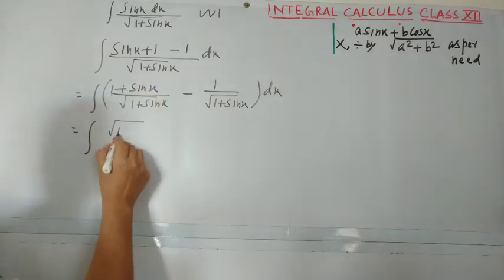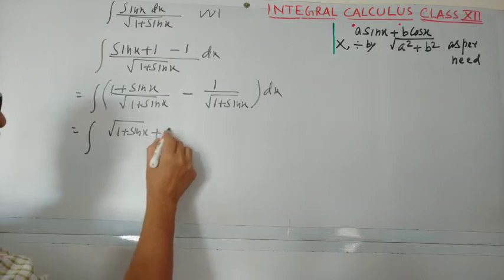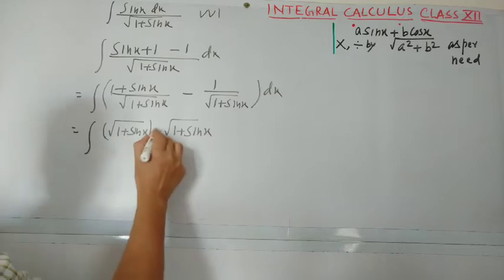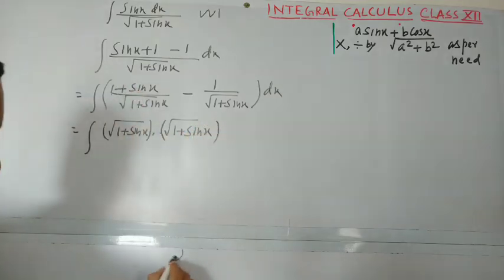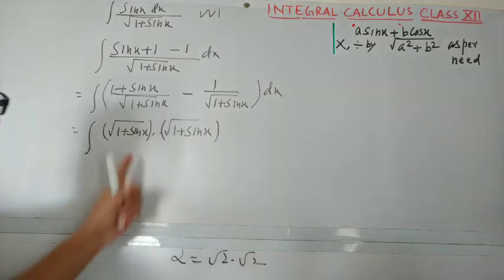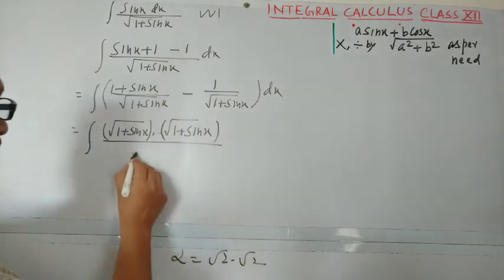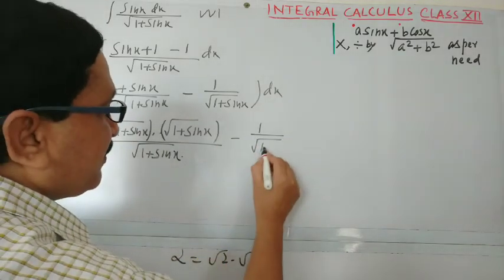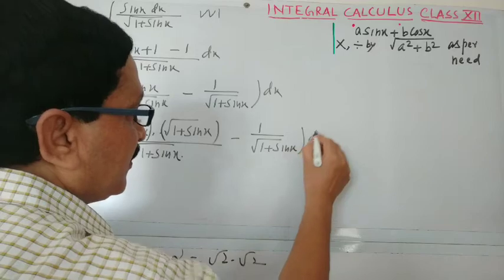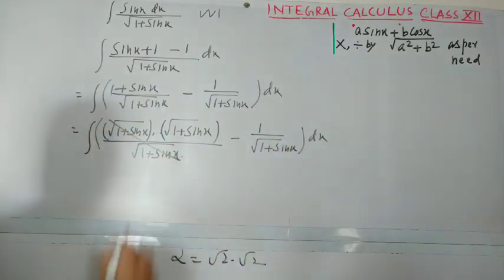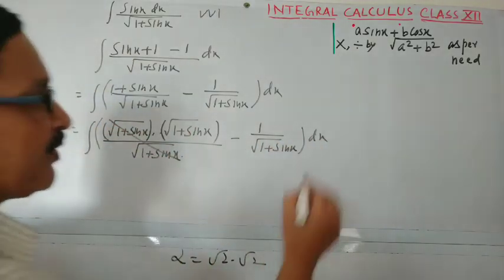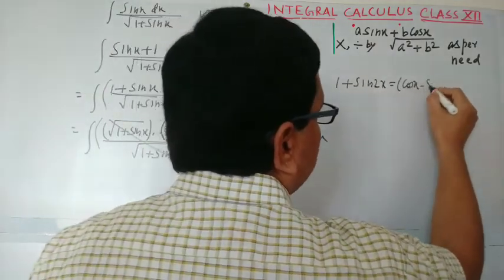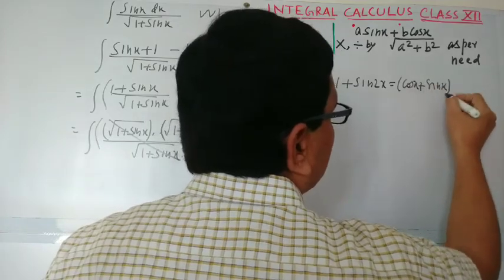1 plus sin x can be written as 1 plus sin x plus 1 more 1 plus sin x, because 2 is written as root 2 into root 2. So 1 plus sin x can be written like this, and 1 plus sin x minus 1 by root over 1 plus sin x dx. Now 1 is cancelled, and you must know the trigonometric formula for 1 plus sin 2x. This is cos x minus sin x plus sin x whole square.